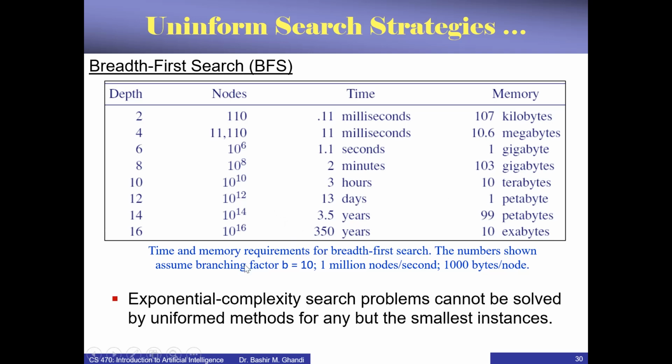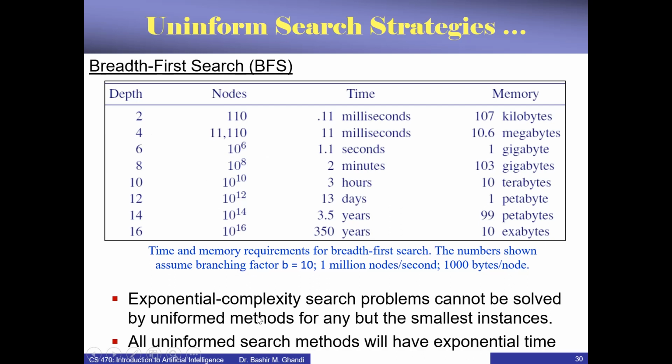So exponential complexity search problems cannot really be solved by uninformed methods for any but the smallest instances, as we can see here. And this is true for all the uninformed search methods that we are going to study. All of them are mostly exponential, especially in terms of running time. Some of them may be good in terms of space, as we shall see. Breadth first search is good in terms of time, but it has its own problem.